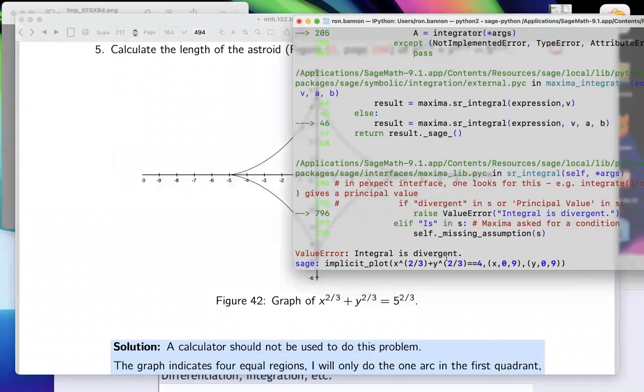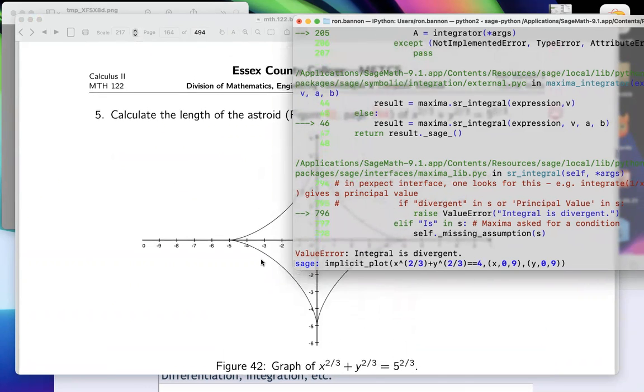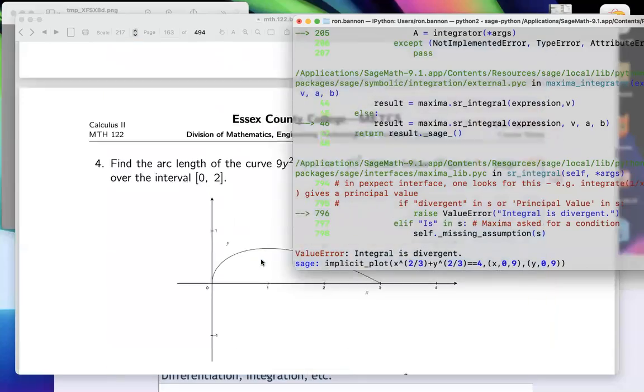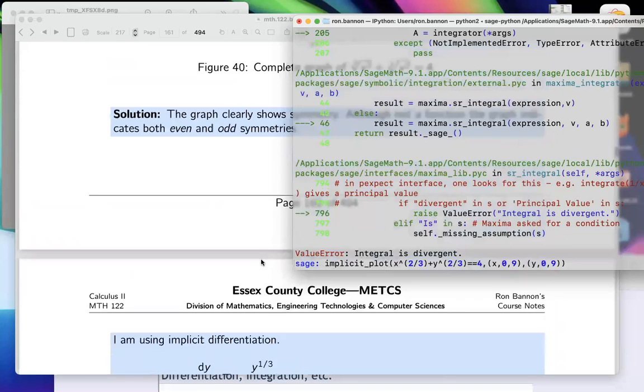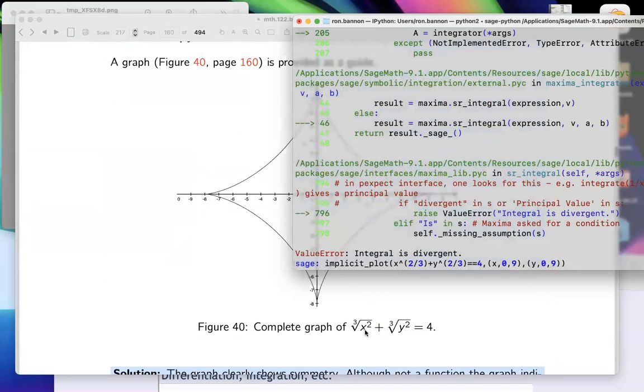And it's x to the 2/3 plus y to the 2/3. I see that. Oh, this says 4. And this was 5 to the 2/3. So it's not that problem, but it's a similar one. So let me go back. I'm going to scroll back. Hey, it's this one right here. This problem right over here.